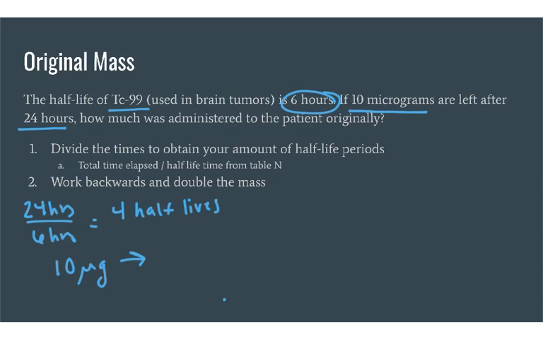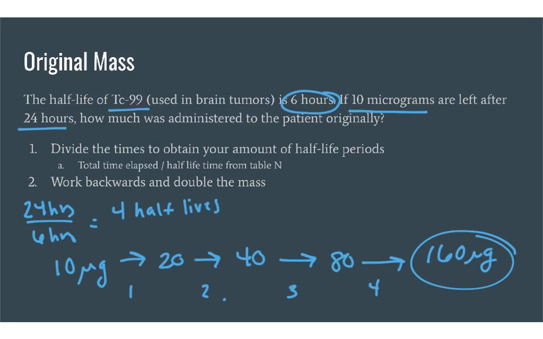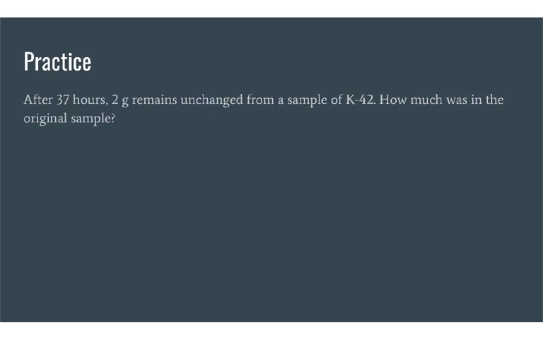If we double this, we get 20. We double that, we get 40. So that's 1 half-life, 2 half-lives. We double that for our third half-life, we get 80. And we double that for our fourth and final half-life. And originally administered to the patient was 160 micrograms. Same concept, just now we're multiplying by 2 instead of dividing by 2. So try this one on your own and then come back.